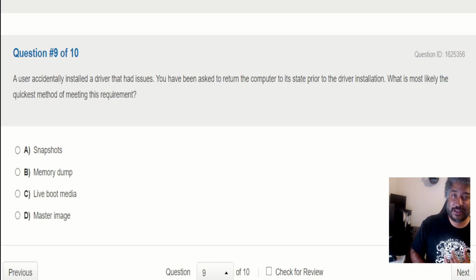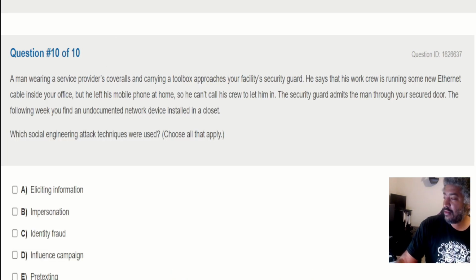Snapshots is basically what we're looking at. So when you're in recovery mode, you can actually select a good point in time before this incident or before this driver was installed, and you can actually go or revert back to that particular state. So that is going to be our answer. Snapshots. All right, that leads us to our last question.